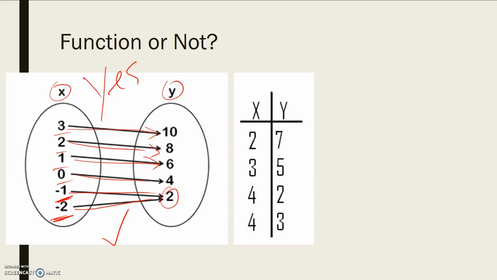Secondly, let's look at a table. So once again, the question we're trying to answer is, does each element of x go to exactly one element of y? 2 goes to 7. 3 goes to 5. When we get down to 4, you'll notice it goes to both 2 and 3. So one element in x goes to two different elements in y. This is a one-to-many, so this is not a function.